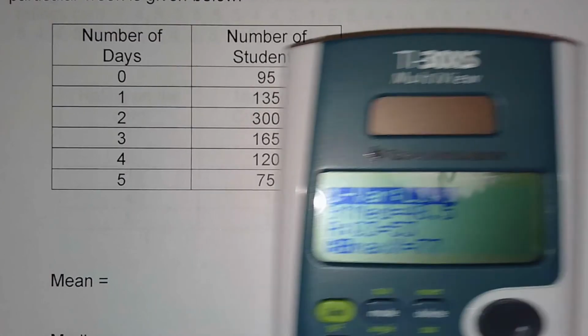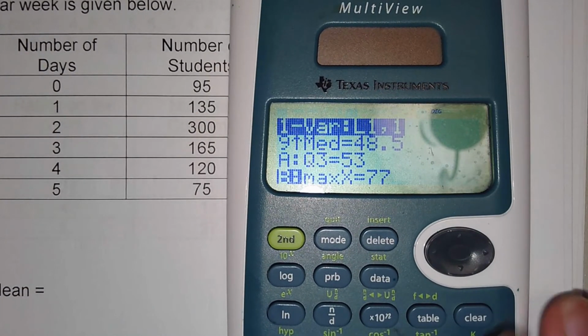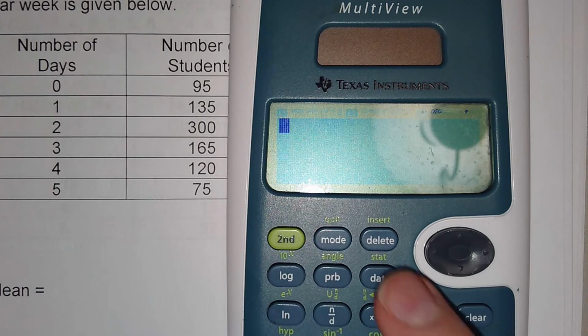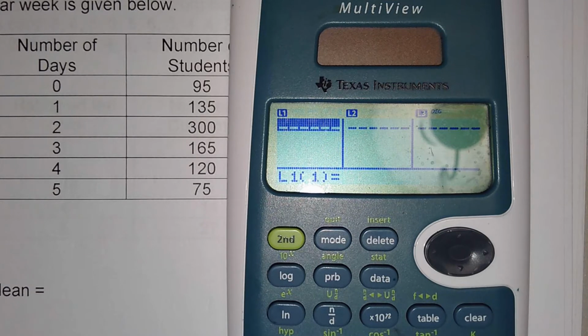So what I'm going to do here, if I slide this over a little bit, try to get that out of the glare. I'm going to do my data key again, and just 4 to clear everything. And so I'm going to put my data here: 0, then 1, then 2, then 3, then 4, then 5. And now I'm going to put the number of students: 95, 135, 300, 165, 120, and 75.